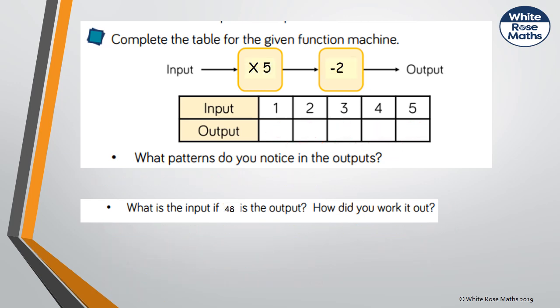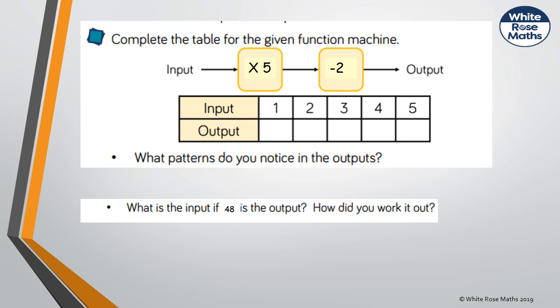Now I'd like you to have a go at completing the table for the given function machine, just as we did, and then answer the questions again. But for this one, whether you use the first method or the second method shown on the last screen, I'd like you to use the second method this time. So use the inverse to help you work out what the input will be if the output is 48.